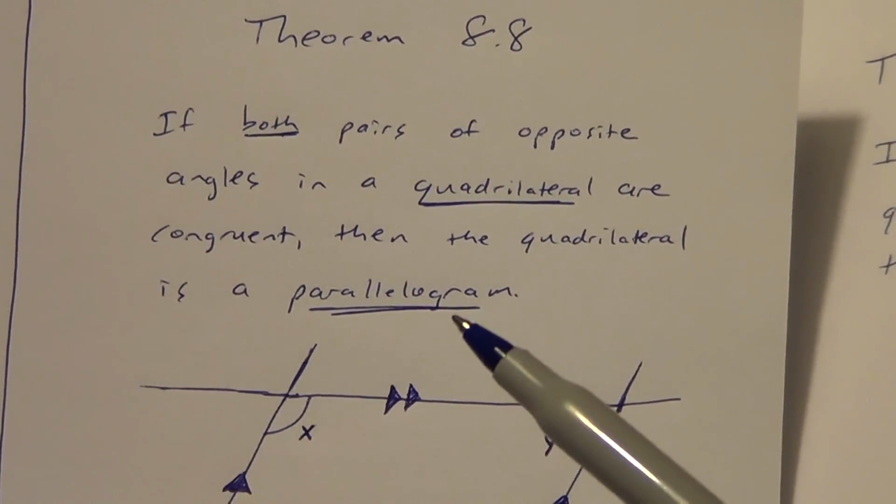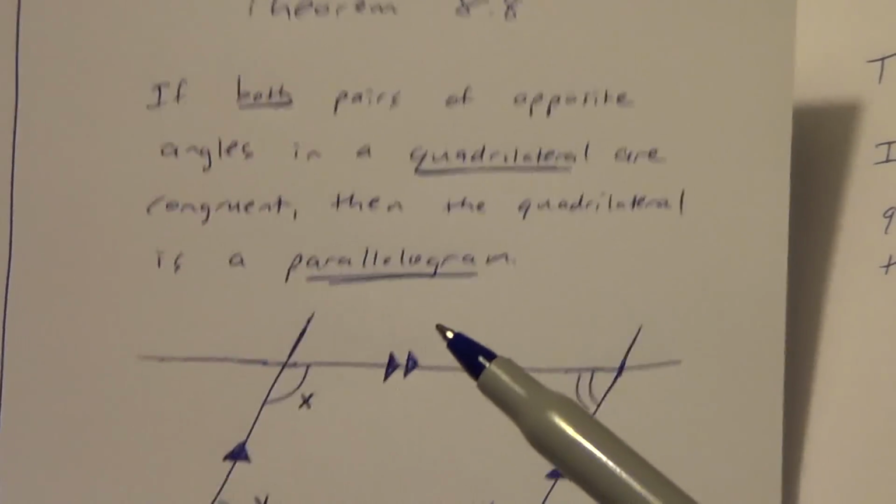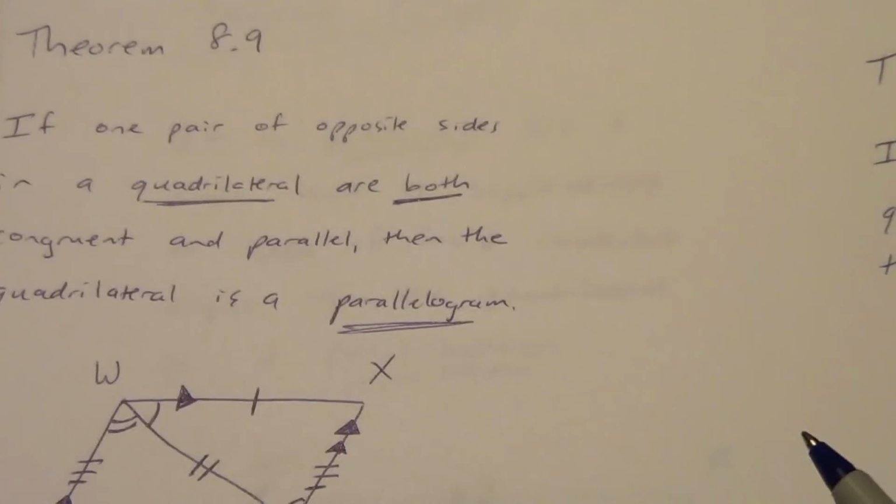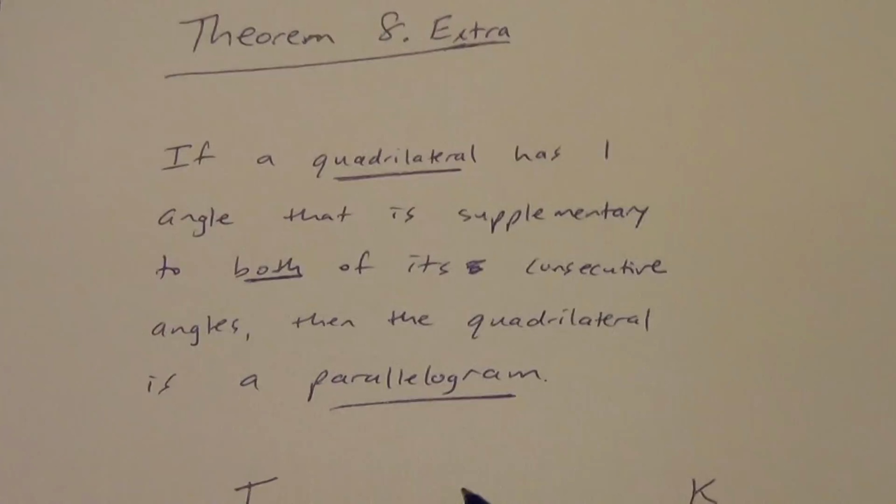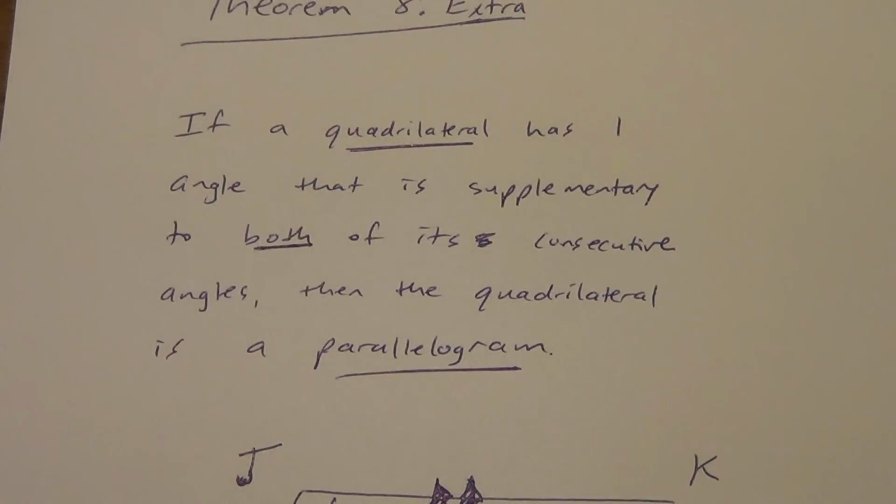The end talks about parallelogram. Parallelogram, parallelogram, parallelogram. So we'd never know it's a parallelogram to begin with. We have to know it's a quadrilateral to begin with. Then we have to know two things. That's where the both comes into play. There's got to be two things.